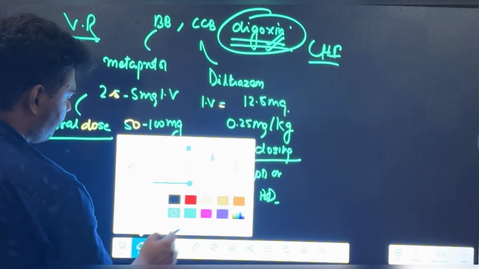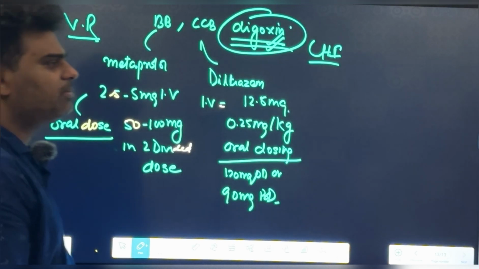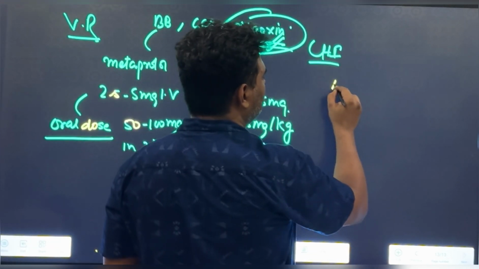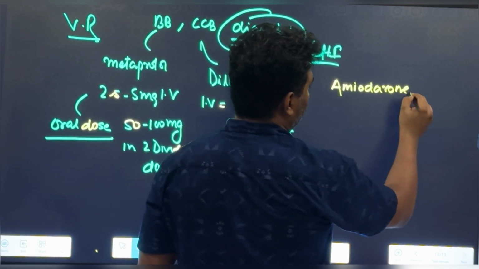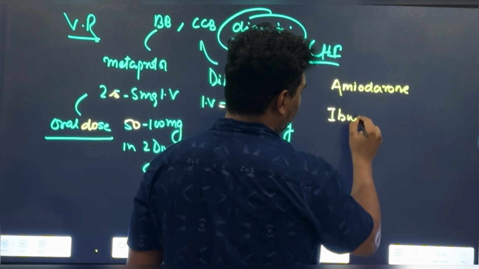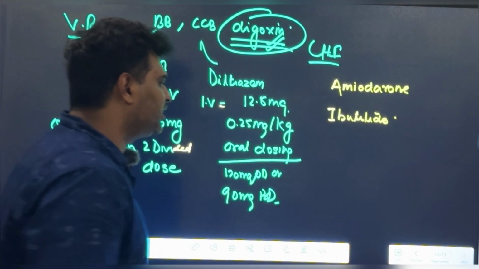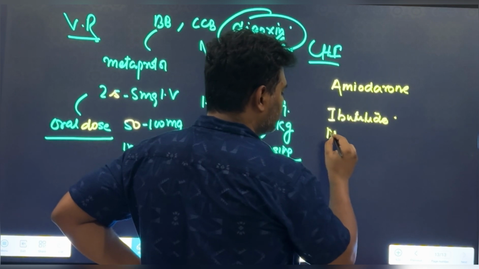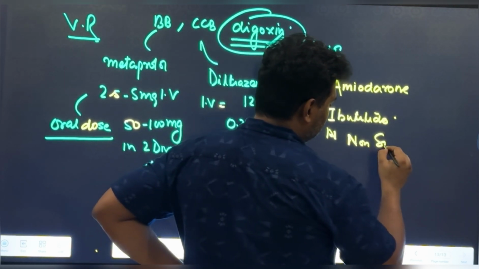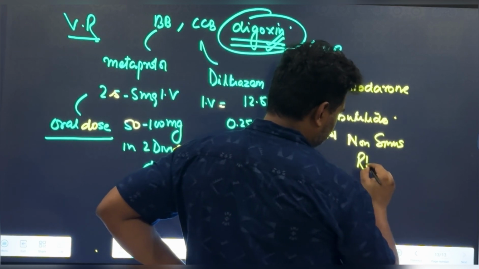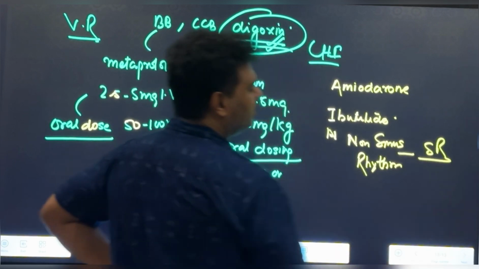Now, third is chemical cardioversion. That means you have to take the patient on either amiodarone or ibutilide. So what they do is they can convert the non-sinus rhythm into the sinus rhythm. Okay.